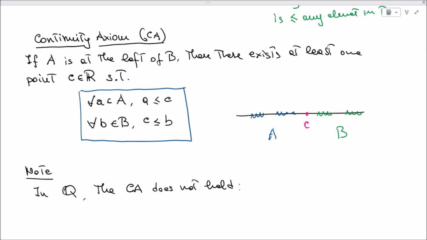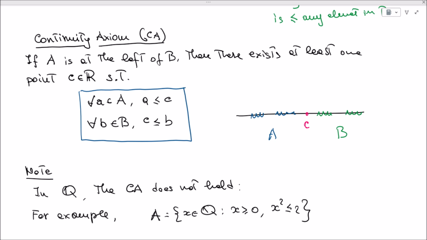And there is an easy way to see this. I'm not giving a formal proof of this, but let's consider, for example, the two sets A of all the rational numbers x such that x is larger than or equal to 0 and x squared is less than or equal to 2. So this is basically the set of rationals which are positive, but such that their square is less than or equal to 2.